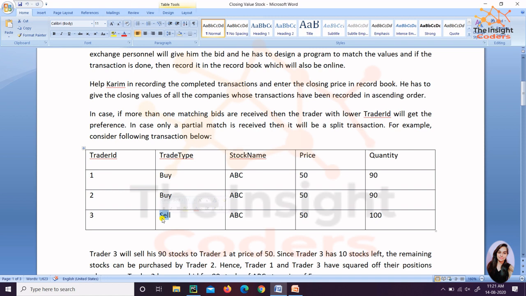But before that, we have to check who is selling it. So I have to see when the trade type is sell, is it the same item? Yes, it is ABC. Now who is selling it? The one who is selling it has kept the cost as 50 rupees. And the person who will purchase can only purchase if he meets this threshold value. Like if this 50 is equal to or greater, then only he can purchase it. So this was one of the important points that you have to remember.